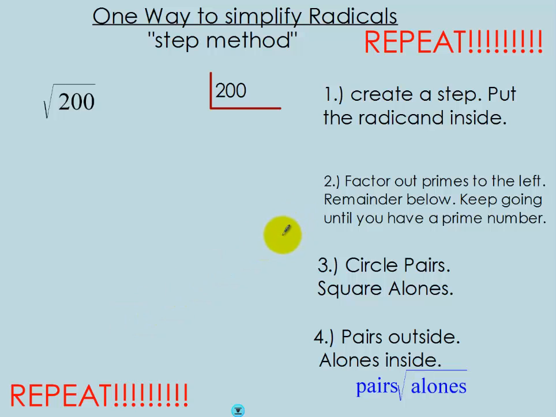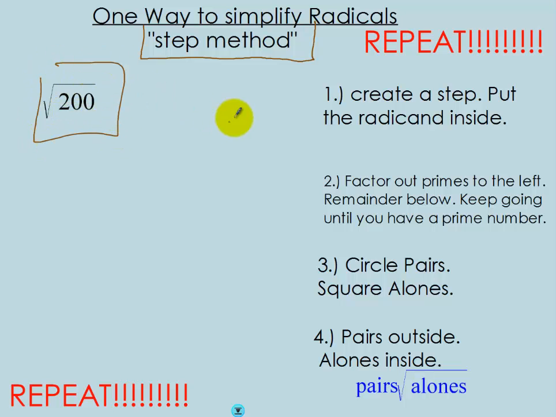I simplified those radicals. And this is one way to do this, and I call it the step method. You can do it whatever way you want, but the way I'm going to teach you and the way in this video is the step method. And you can do it your way. If you don't like this, that's fine with me. So first is to create a step. So if I didn't have a step right here, what this looks like if I want to simplify square root of 200 is I write 200 and then create a step, because the steps go down.